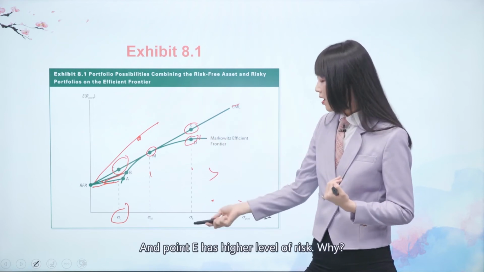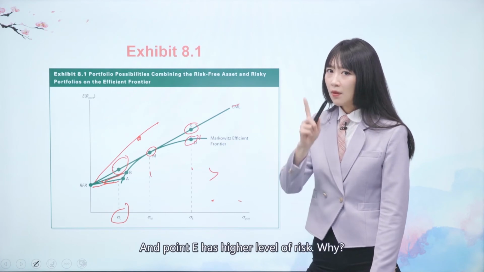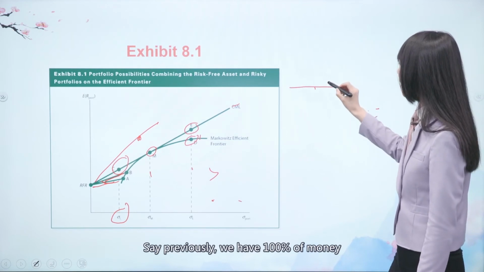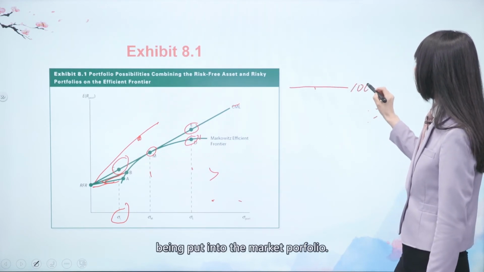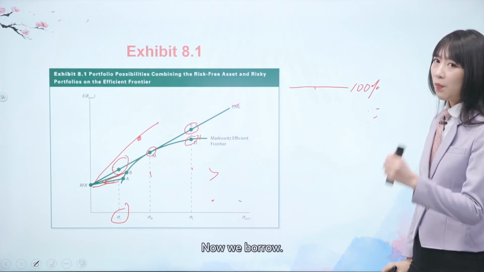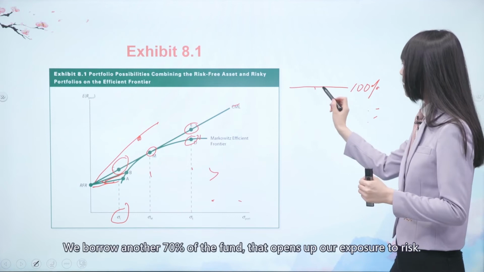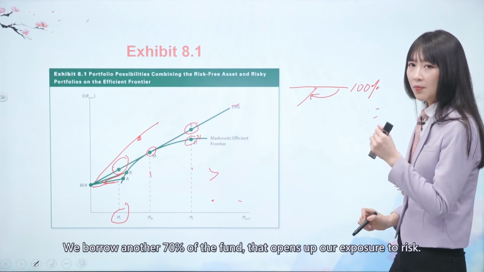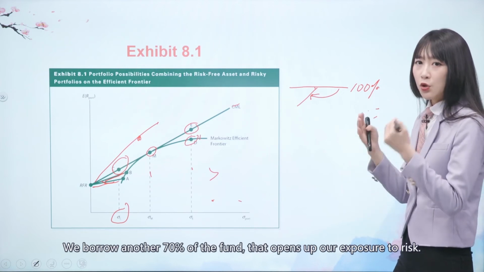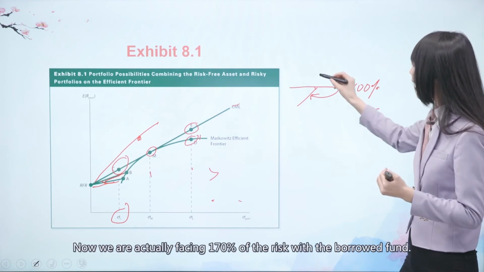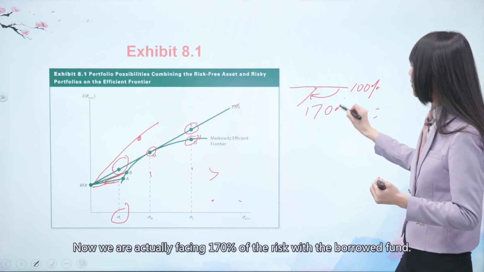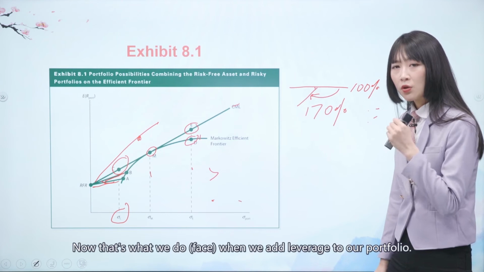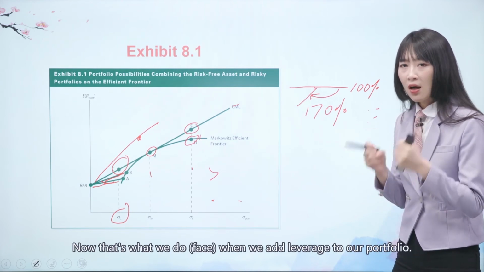And point E has a higher level of risk. Now, why? Say, previously, we had 100% of our money put into the market portfolio. Now, we borrow another 70% of the fund. That opens up our exposure to risk. Now we are actually facing 170% of the risk with the borrowed fund. That's what we do when we add leverage to our portfolio.